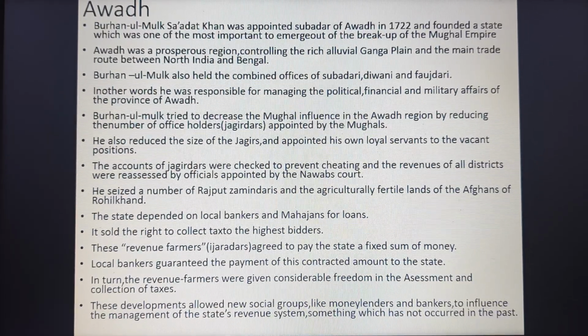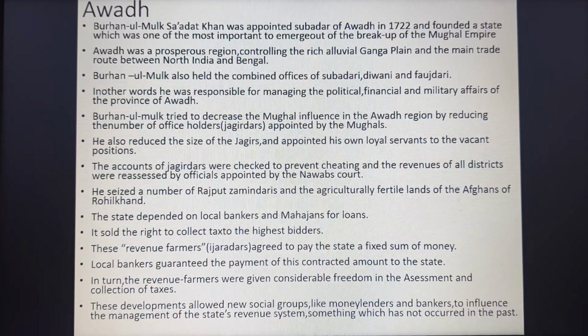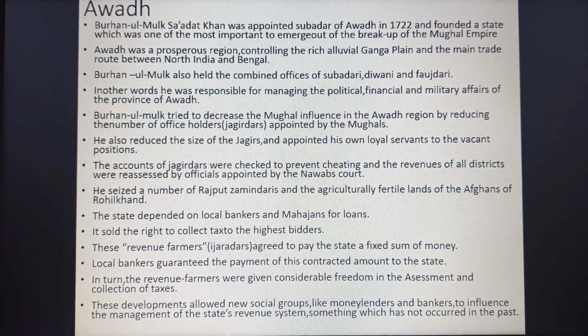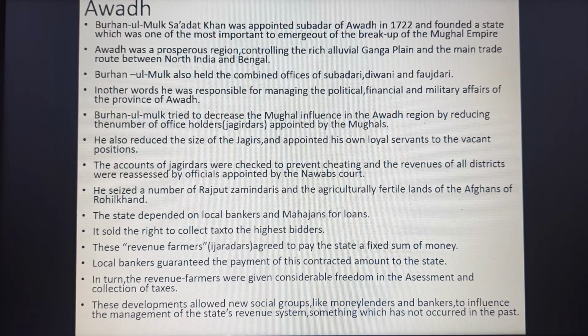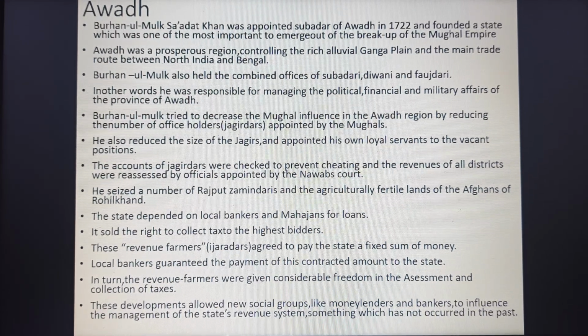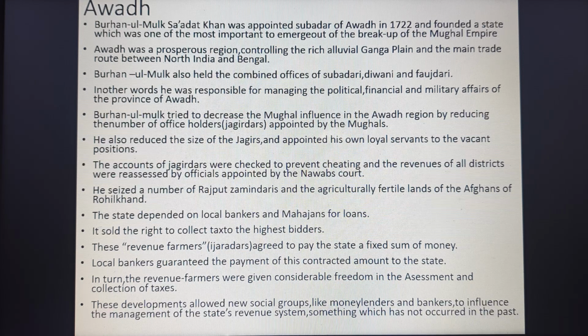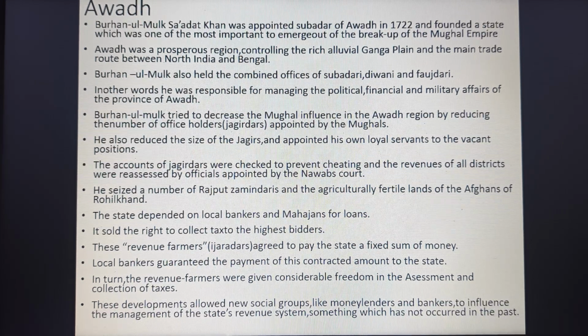Awadh. Burhanul Mulk Sadat Khan was appointed subadar of Awadh in 1722, meaning a person who was taking control over the Suba, like a king you can say, and founded a state which was one of the most important to emerge out of the break-up of the Mughal Empire. So Awadh was another state which came out of the Mughal Empire, and there Burhanul Mulk Sadat Khan was ruling. Awadh was a prosperous region controlling the rich alluvial Ganga plain and the main trade route between North India and Bengal.